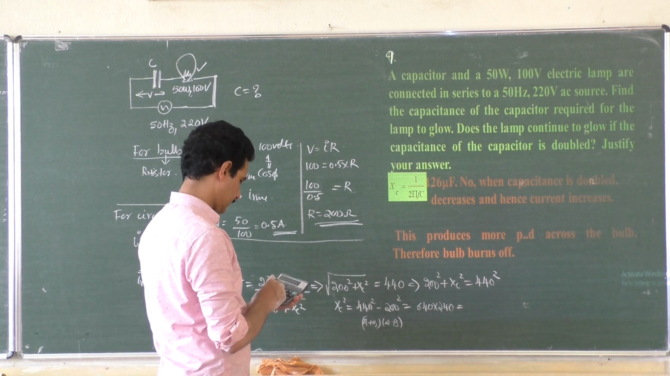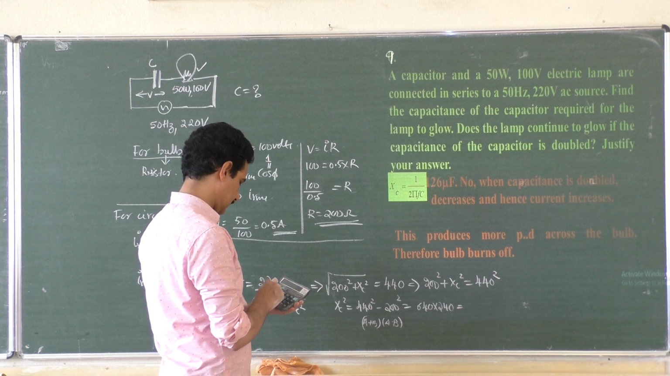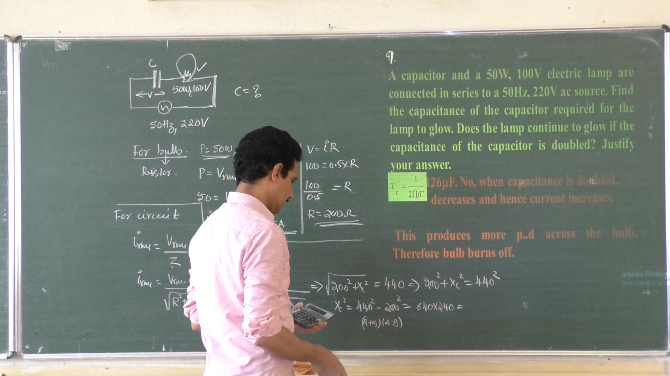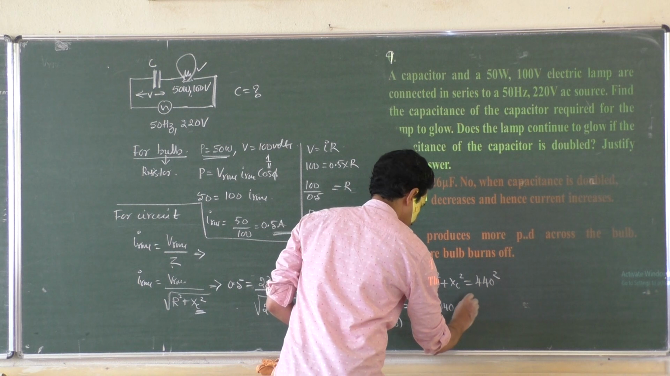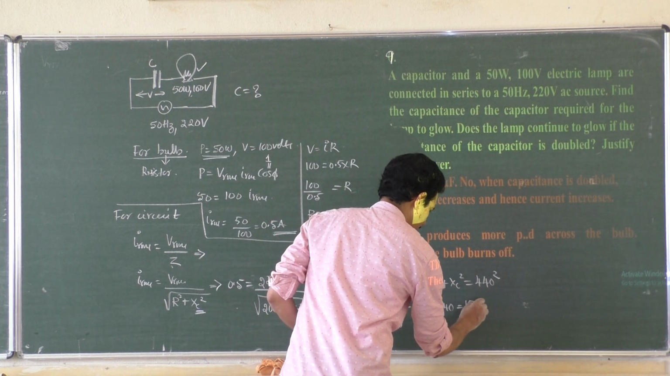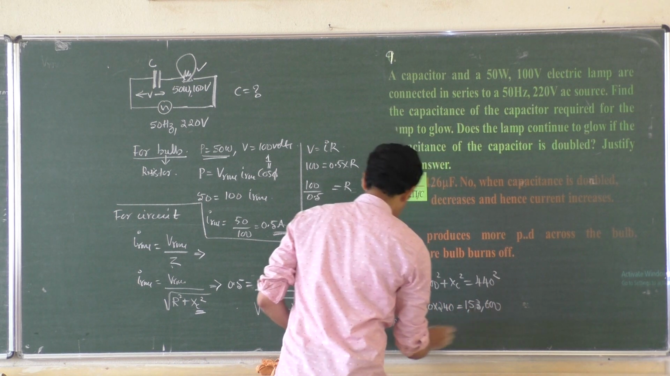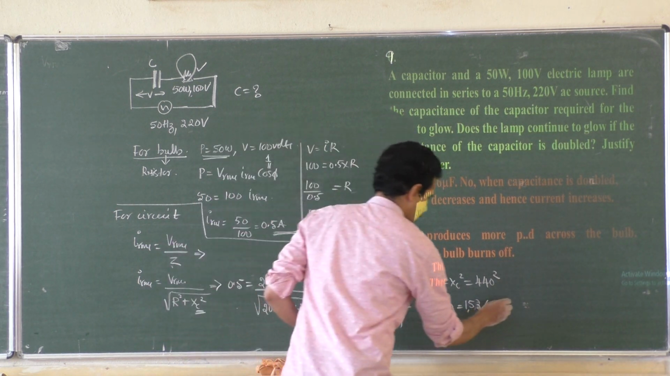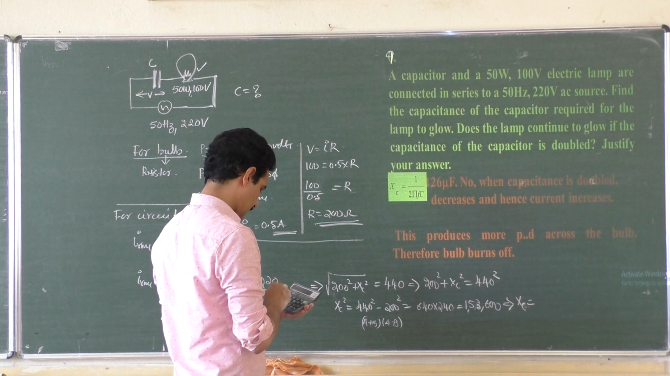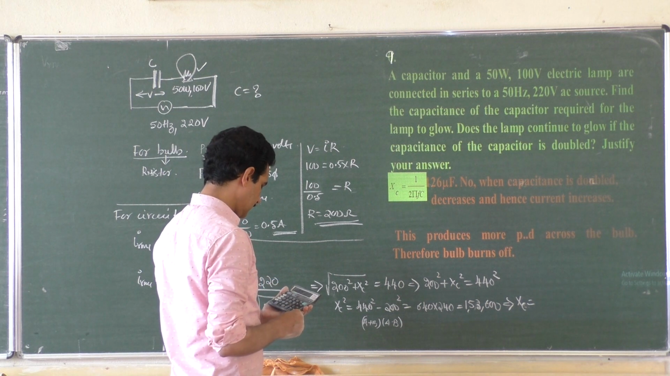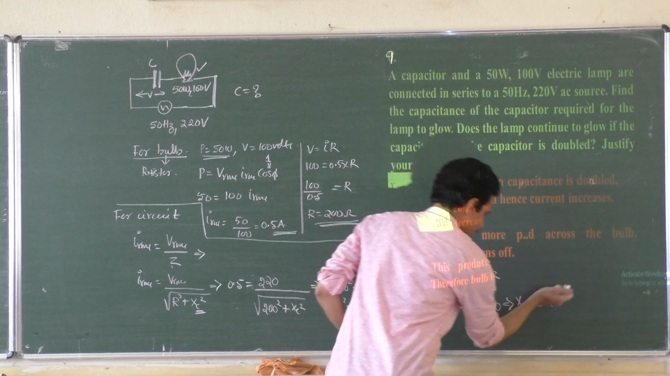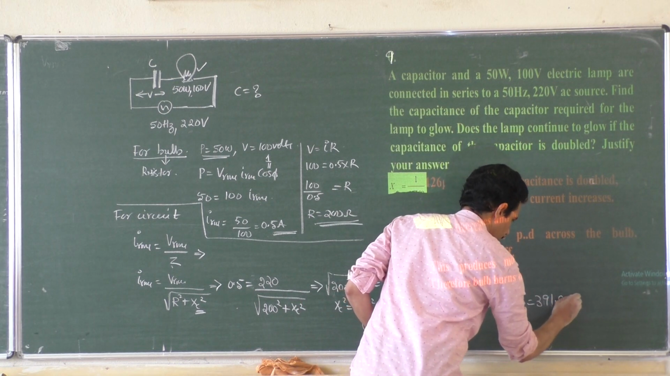That is 640 into 240, which is 1,53,600. That is XC square. What is XC? XC is equal to the square root of that, which is 391.9 ohm. That is XC.